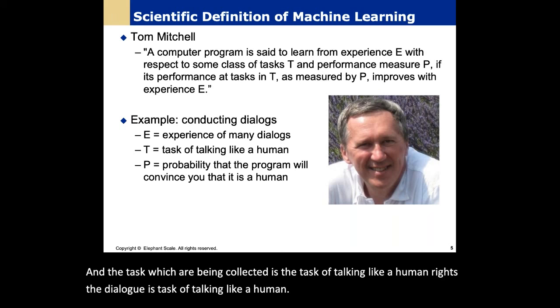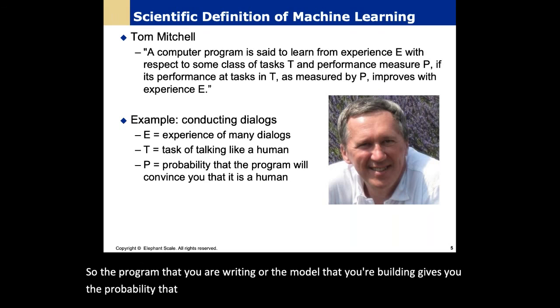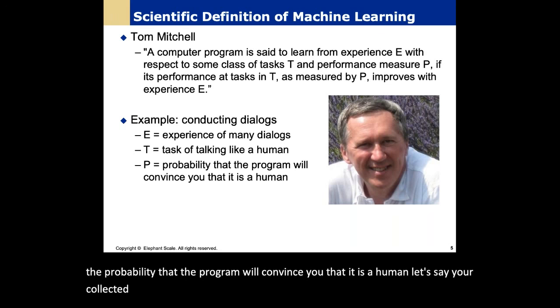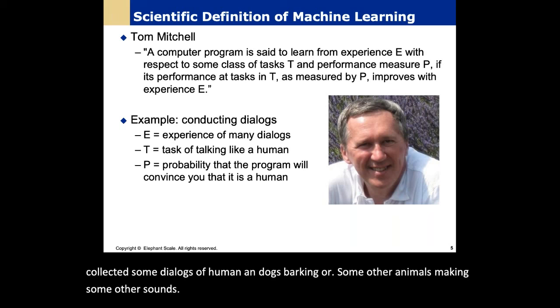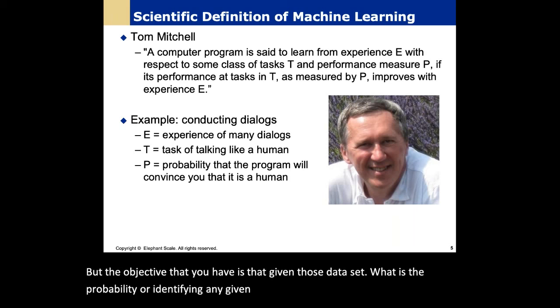So the program that you are writing or the model that you are building gives you the probability that the program will convince you that it is a human. Let's say you collected some dialogues of humans and dogs barking or some other animals making other sounds. But the objective that you have is, given those data sets, what is the probability of identifying any given data that convinces you that it is a human.